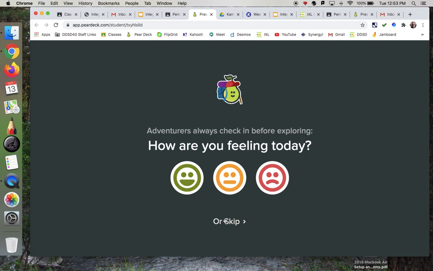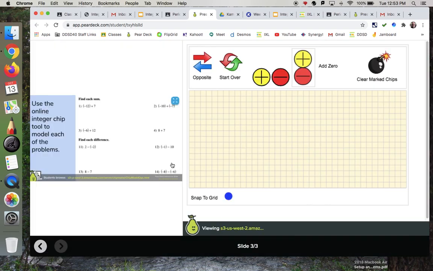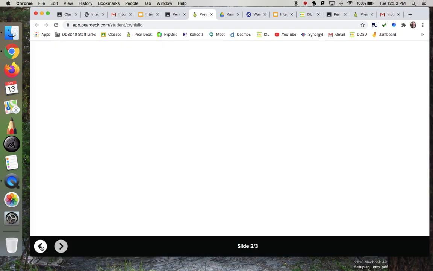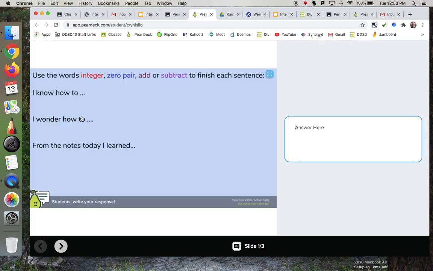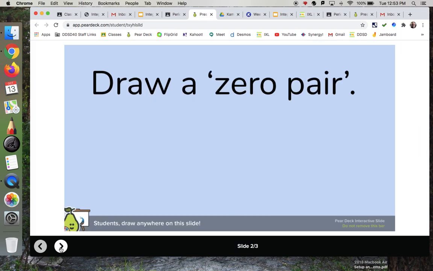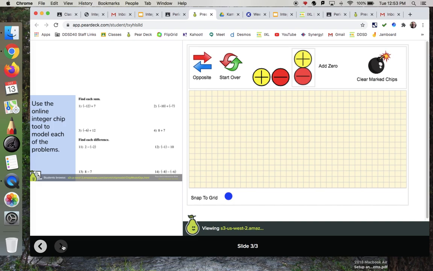And it looked like this. And it's still open, so you can still, oops, let me go back. You can write what you know how to do in terms of adding and subtracting integers, what you wonder about, and from the notes, something that you learned. And then the second slide was to draw a zero pair. And then this is what we're going to spend the rest of the recap on, this link right here.